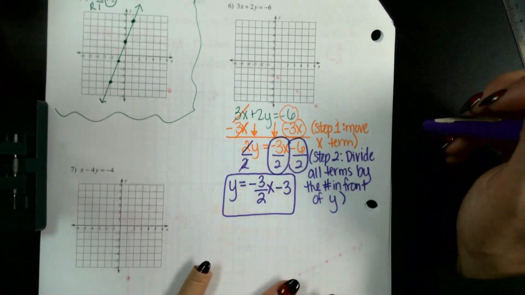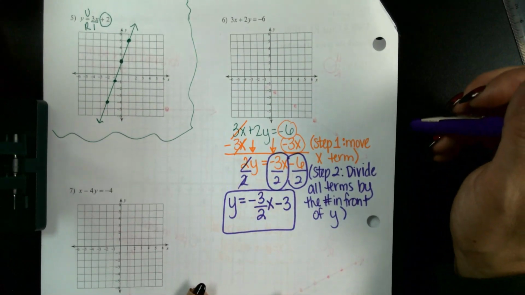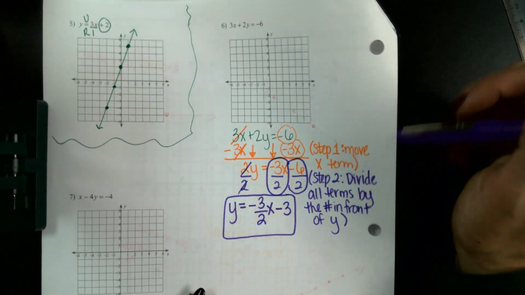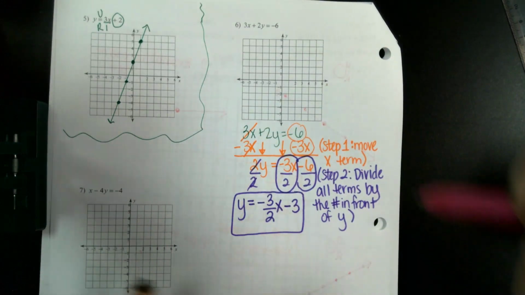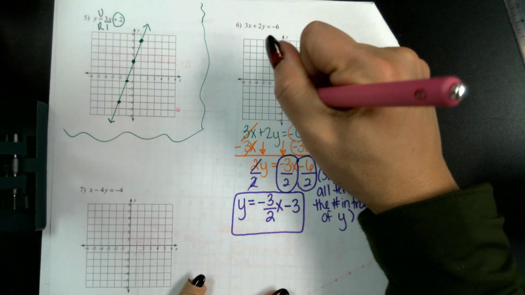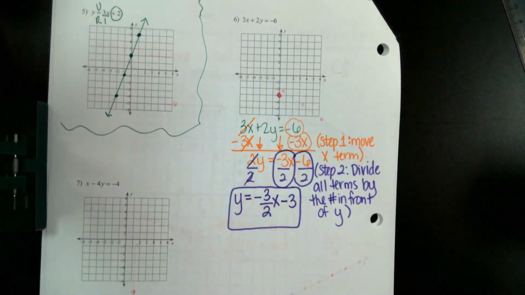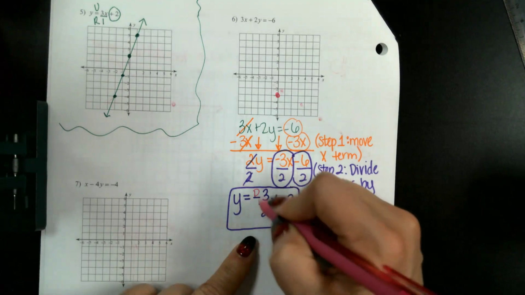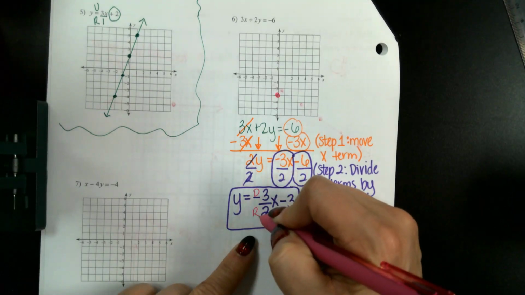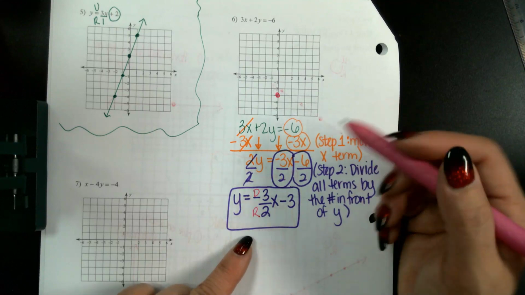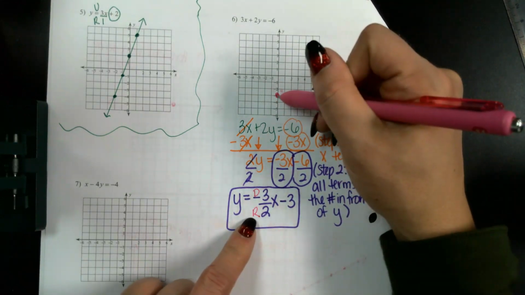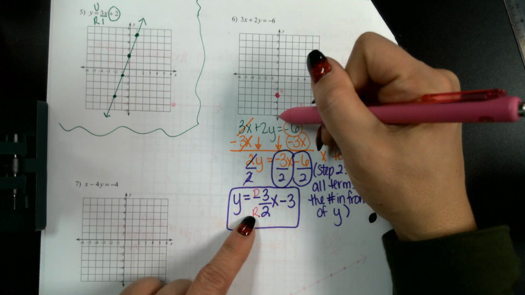Okay, so going back up to the graph, I don't know if I'll be able to squeeze all this on there. I'm going to start at the negative 3 on the y-axis. And since our slope is negative 3 over 2, where do I go? Down, right. Okay, so I'm going to go down 3, right 2.